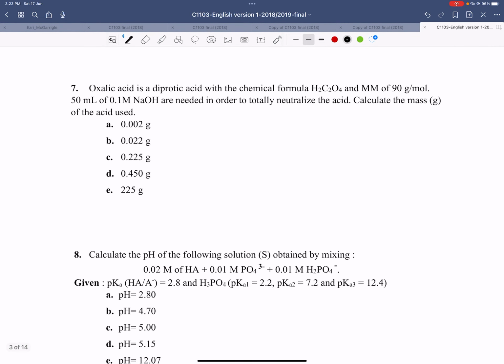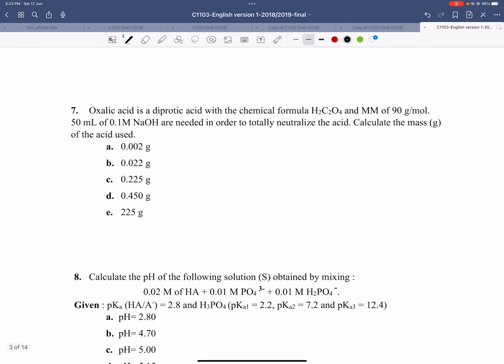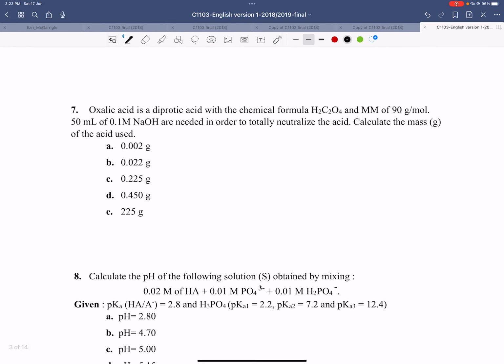Let's start with page 3. This is page 3, yes. And number 7. So in page 3, number 7, oxalic acid is a diprotic acid with a chemical formula H2C2O4.